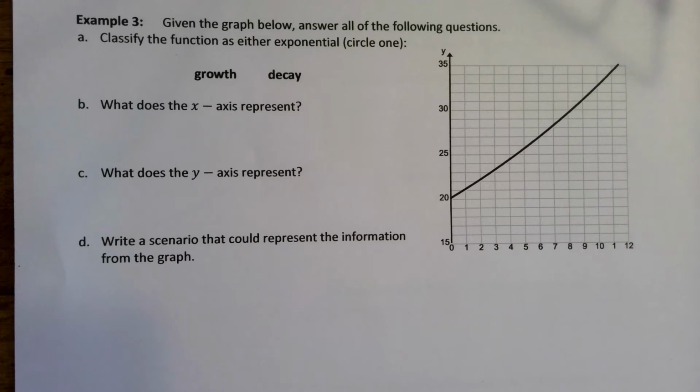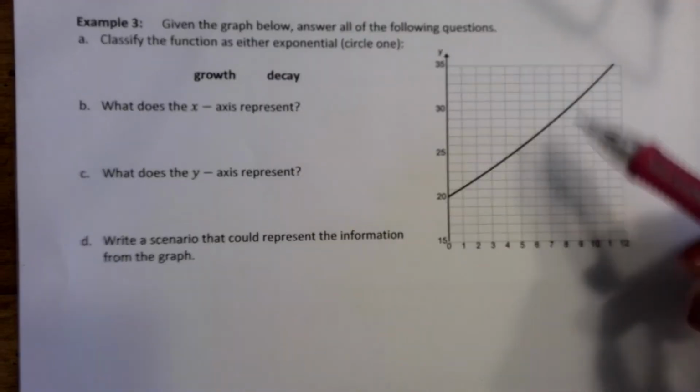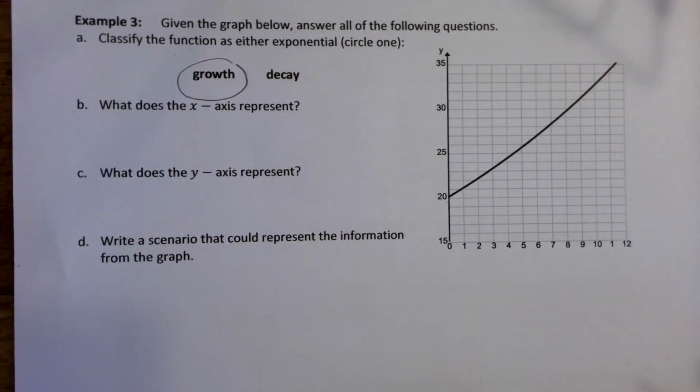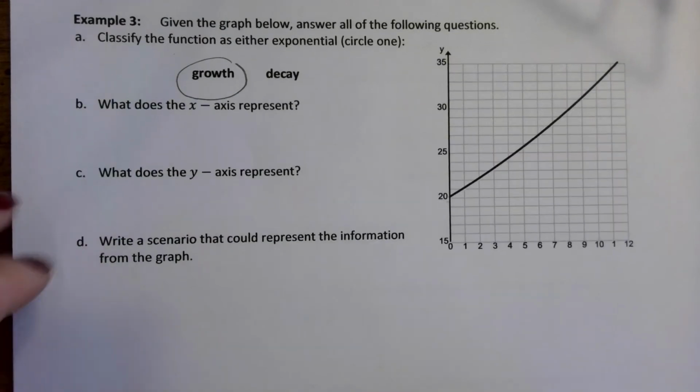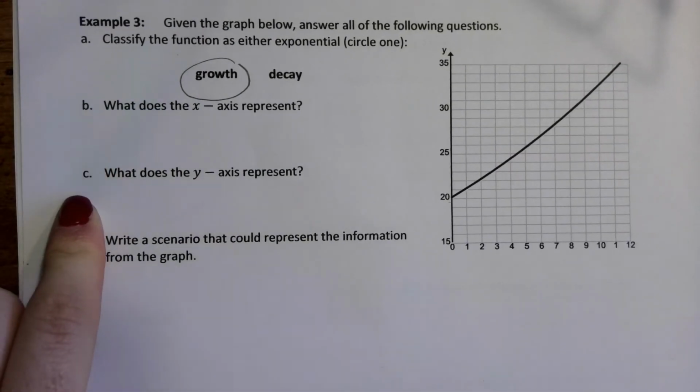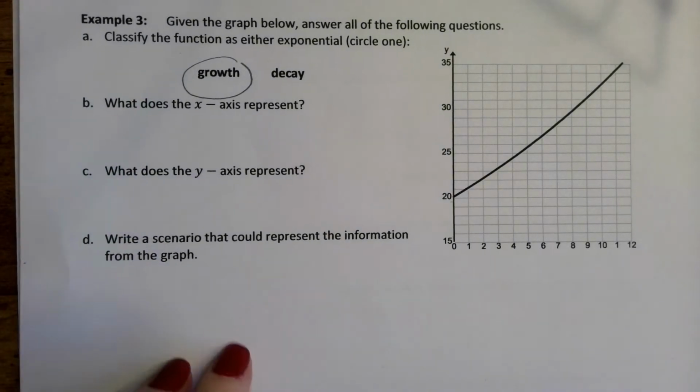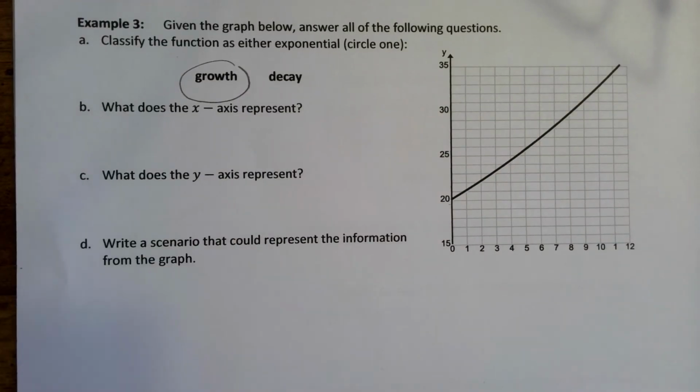All right, example 3 says, given the graph below, answer all of the following questions. So first thing I need to do is classify whether it's growth or decay. Looks like things are moving upwards, so I'm going to assume that this is growth. And from here, I'm going to create kind of my own scenario. I personally like to do B and C at the very end, and I'm going to write that scenario first, and then I'll go back and think about what my X and Y axis represent.